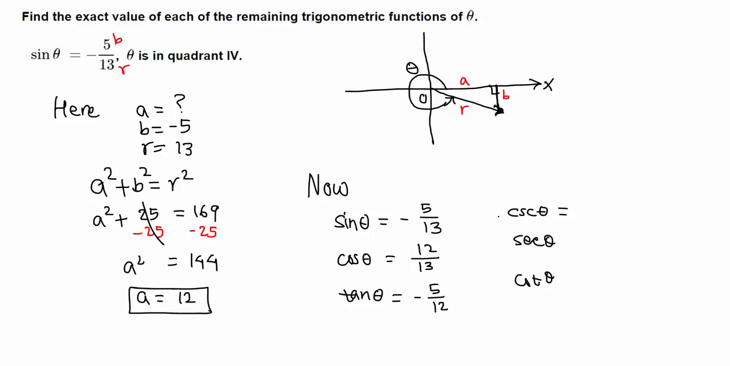Now cosecant is the reciprocal, so -13 over 5. Secant is 13 over 12. Cotangent is the reciprocal, -12 over 5. Okay, final.